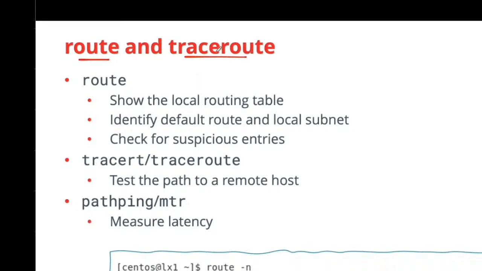Then there are tracert, traceroute, pathping, and MTR. These are the 4 commands. Tracert runs on Windows, traceroute runs on Linux, pathping is a Windows tool, and MTR is a Linux-based tool. Tracert and traceroute are similar. They basically use ICMP probes to report the round trip time for the hops between the local host and the host on a remote network.